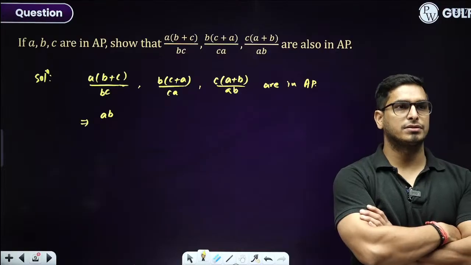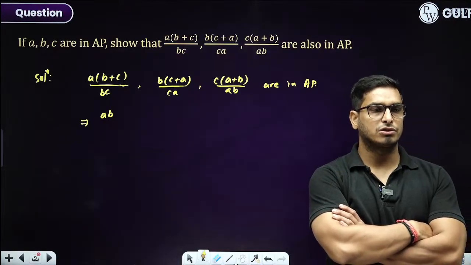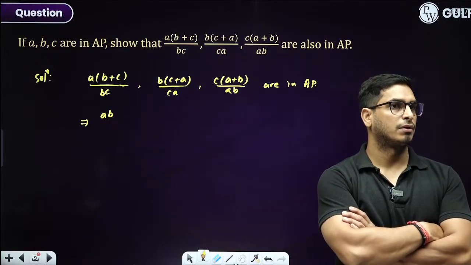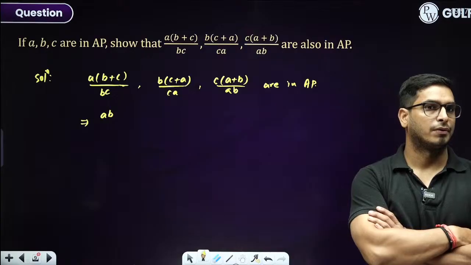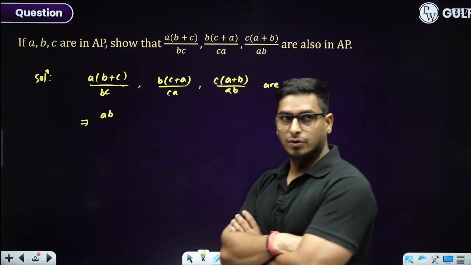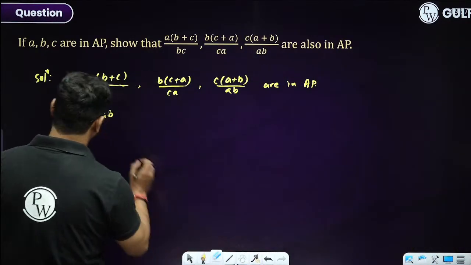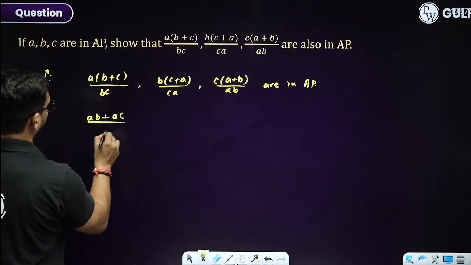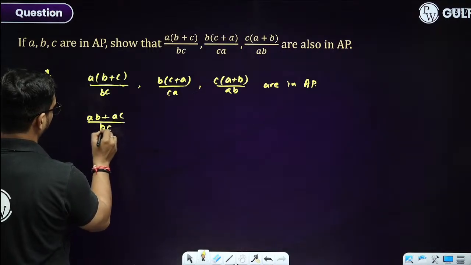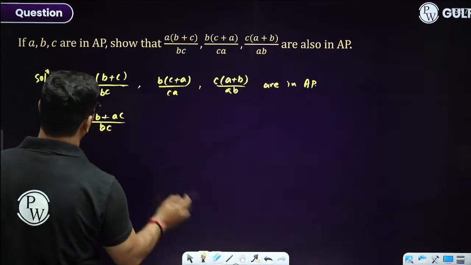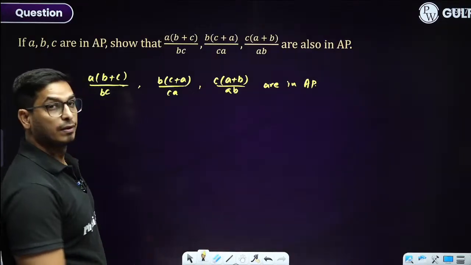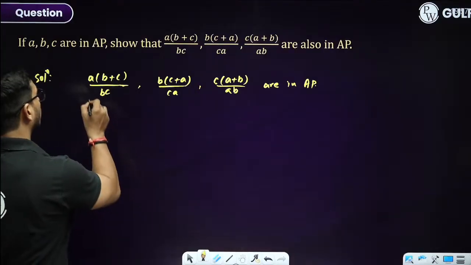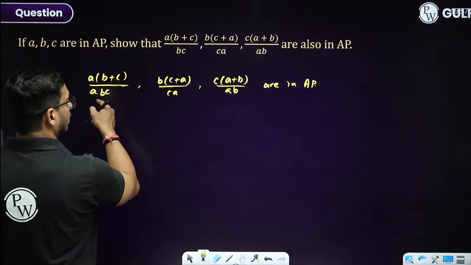Okay, so in that case, we will have A square by ABC. No, sir. A will not be there. It will be A(B plus C) by BC. A will multiply and divide. Okay, so A will cut. So you want me to write like this, AB plus AC divided by BC? I'll just write in the chat.